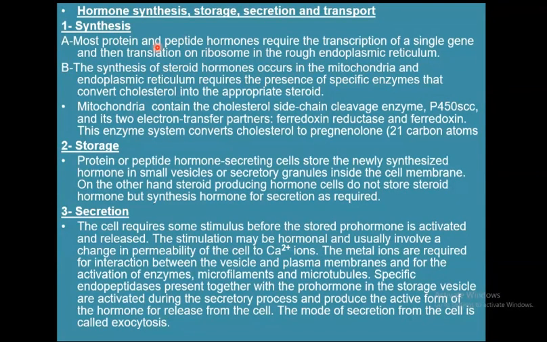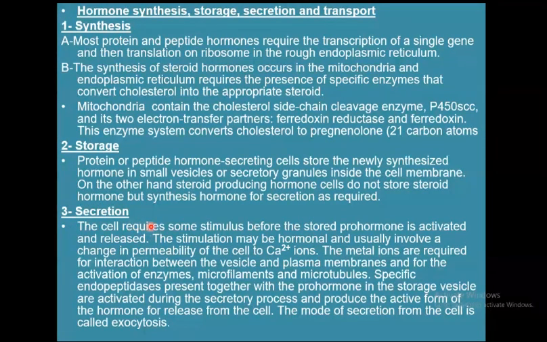So, for the synthesis of protein and peptide hormones, there is a need for transcription, then there is a need for translation of these messenger RNA on the rough endoplasmic reticulum. And as we said, the synthesized preprohormone, which is then cleaved to be a prohormone, is stored inside the secretory vesicles until needed. Once there is a stimulation for this endocrine gland to release its hormones, there will be the secretion.